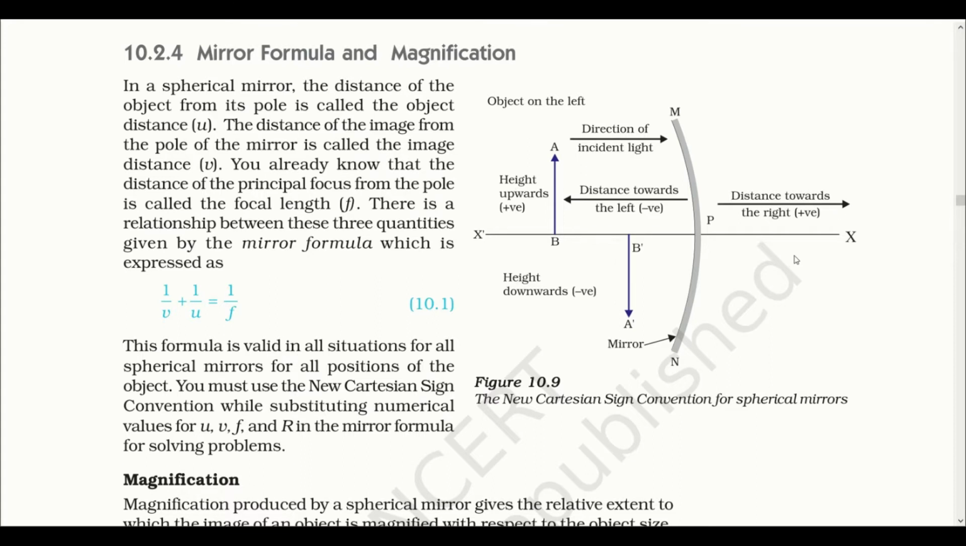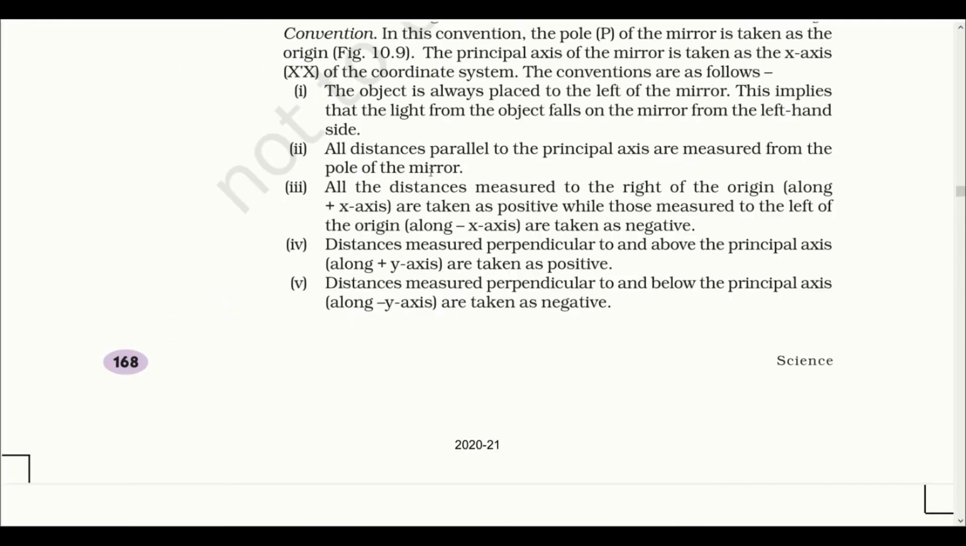So X'X is the horizontal line, that is the principal axis, P is the origin, and MN is the perpendicular line. All distances parallel to the principal axis are measured from the pole of the mirror. All the distances measured to the right of the origin are taken as positive, while those measured to the left of the origin are taken as negative.